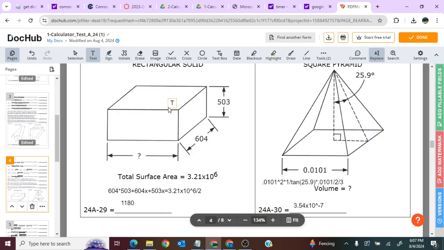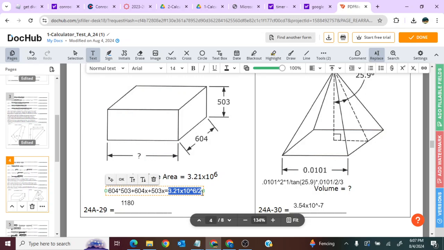And that's only half of the entire rectangular solid, so you can counteract that by dividing the total surface area by 2. You can also just multiply all these by 2 if you want. It's just quicker to do it this way. Regardless of what you do, you'll get a length of 1,180.